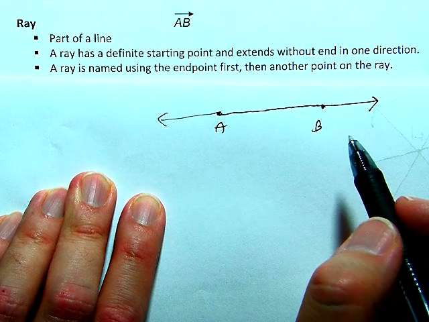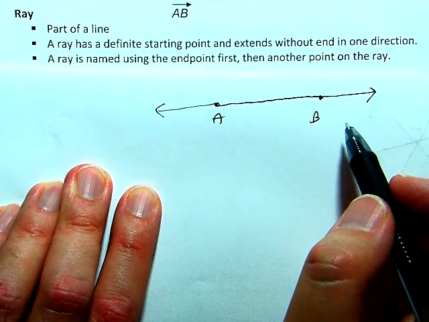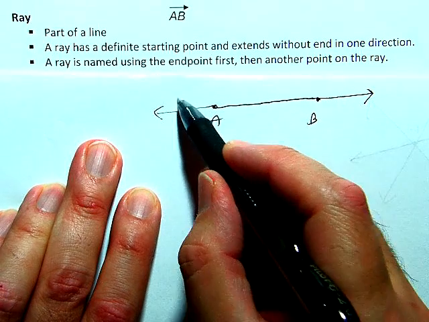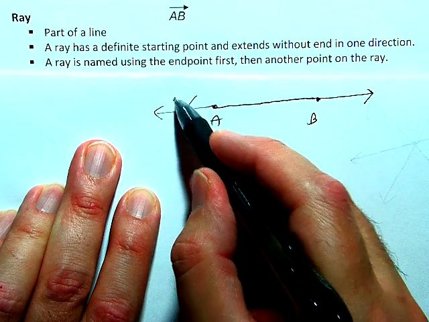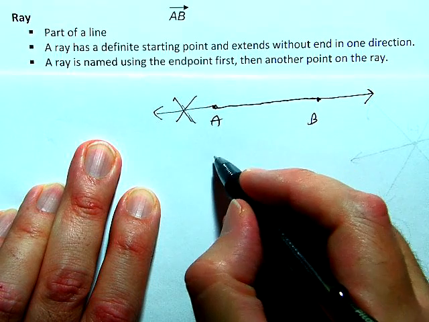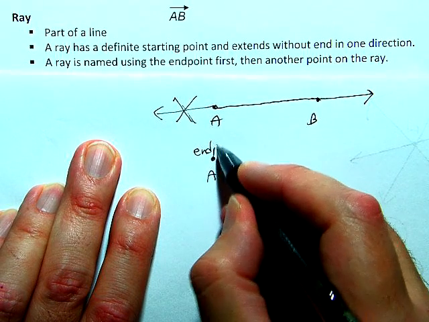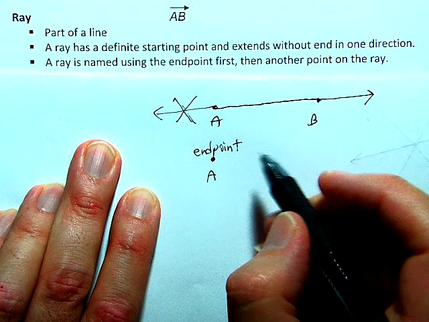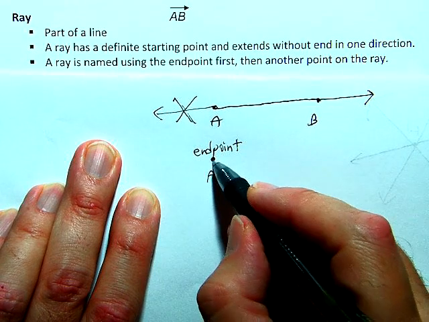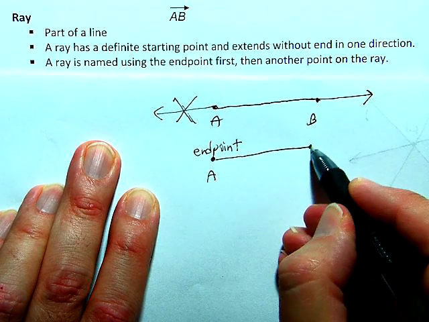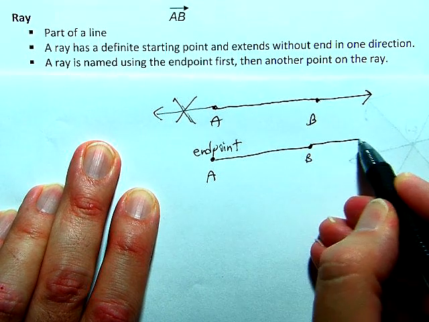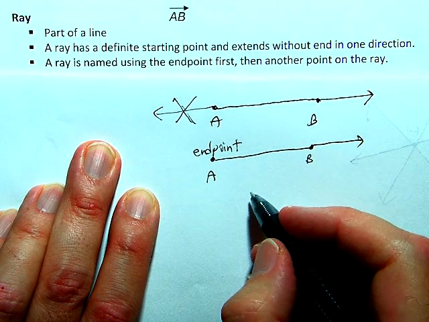But to get a ray, we actually have to take a line like this. We have to take away part of the line. So in this case, I'm going to take away the part of the line to the left of the point A. That gives us a point A here that is an endpoint. This is where the ray begins, at this endpoint. And then it goes on to point B, and then goes on infinitely in that direction, to the right.